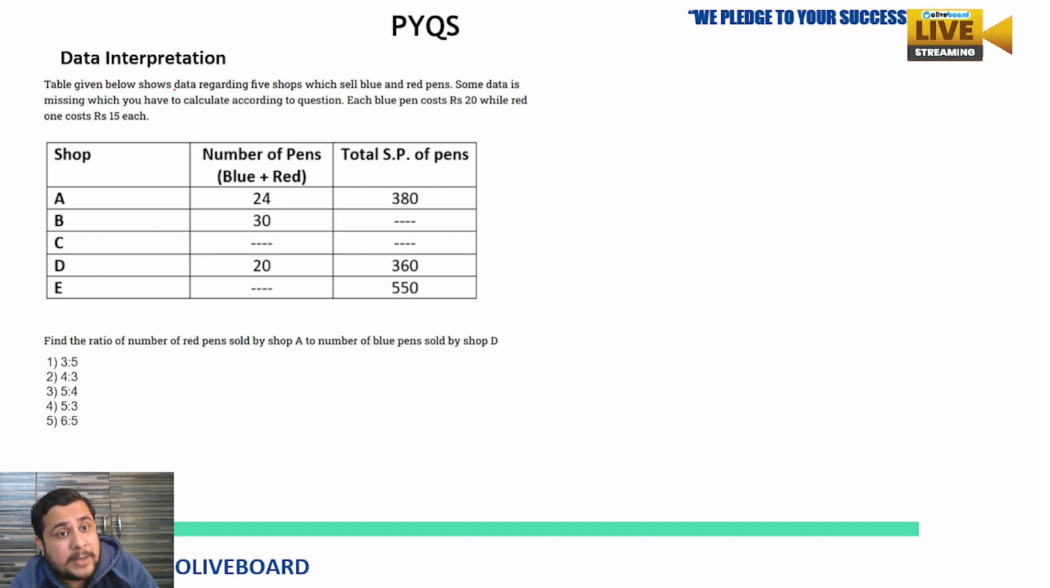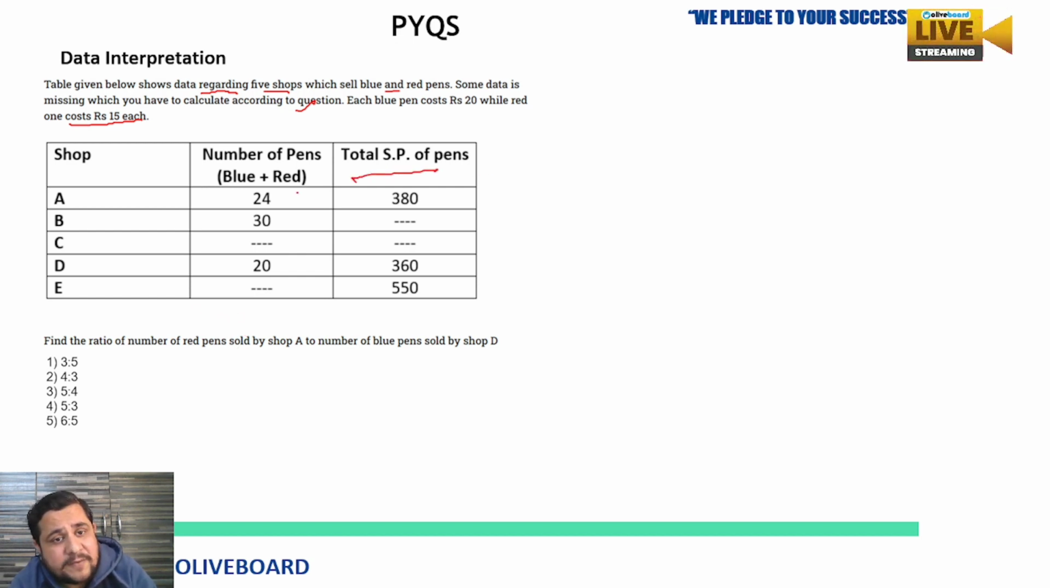The table given below shows data regarding 5 shops which sell blue and red pens. Some data is missing, which you have to calculate according to the question. Each blue pen costs rupees 20, while a red pen costs rupees 15. Some data is missing in this table, and we have to fill it out as per the conditions of the question.